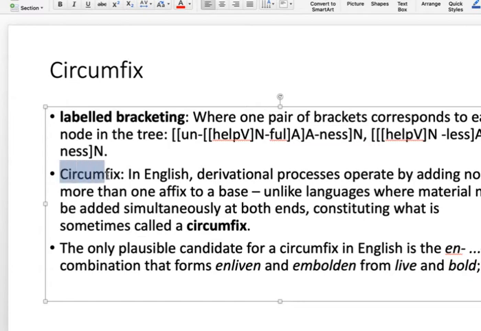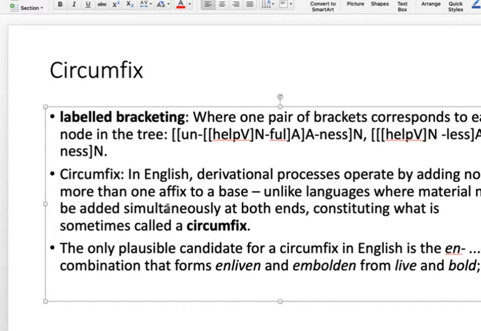So we'll talk about circumfix. What is circumfix? We have already noticed that in English only one affix can be attached to a base at one time. In unhelpfulness, we noticed that there were three affixes, but at one time only one can be attached. In certain languages more than one is possible.